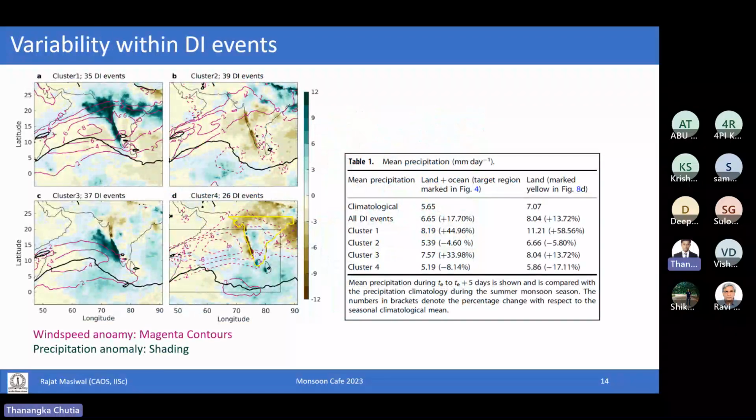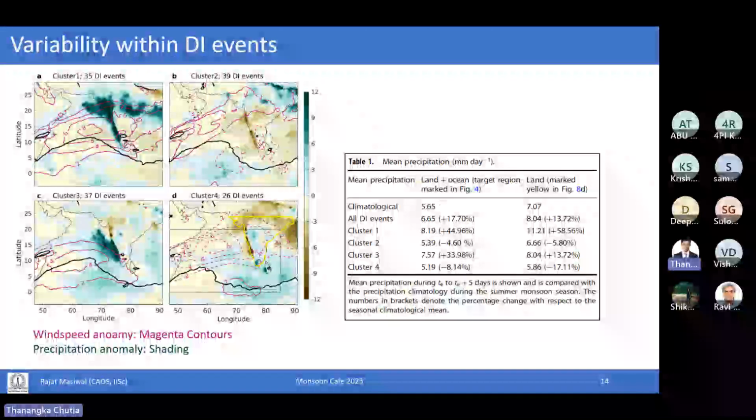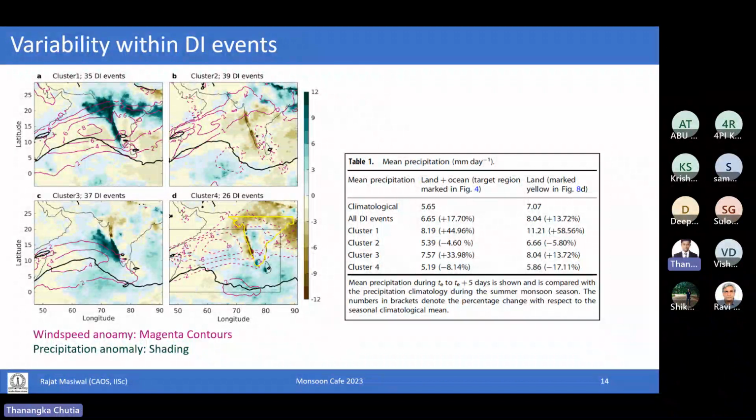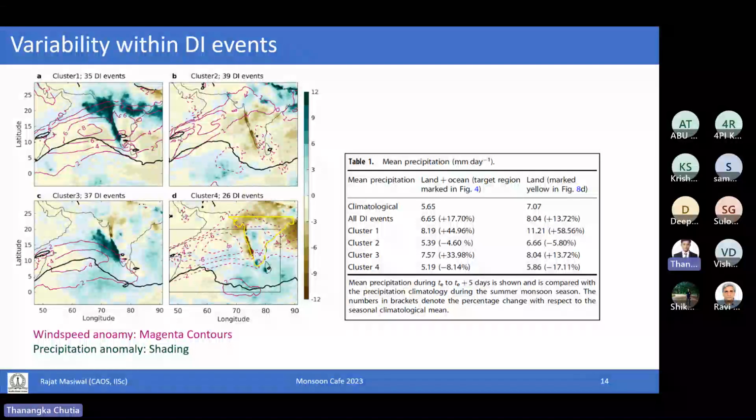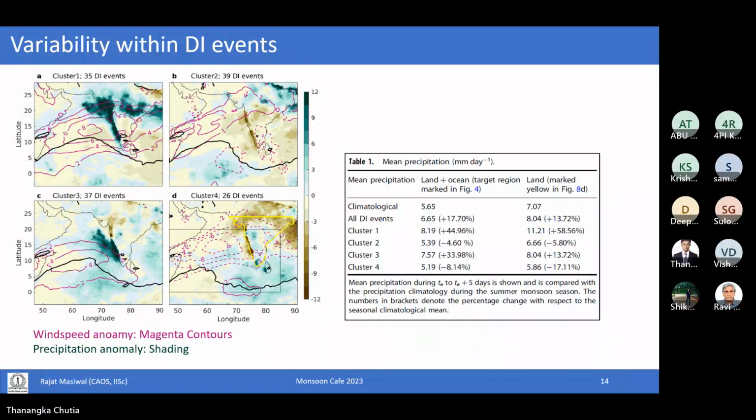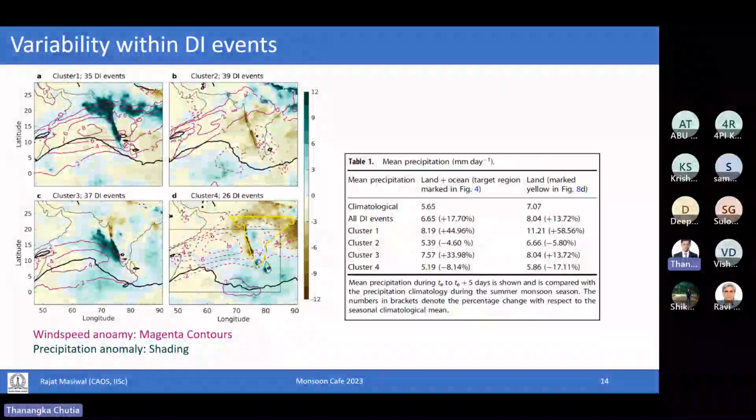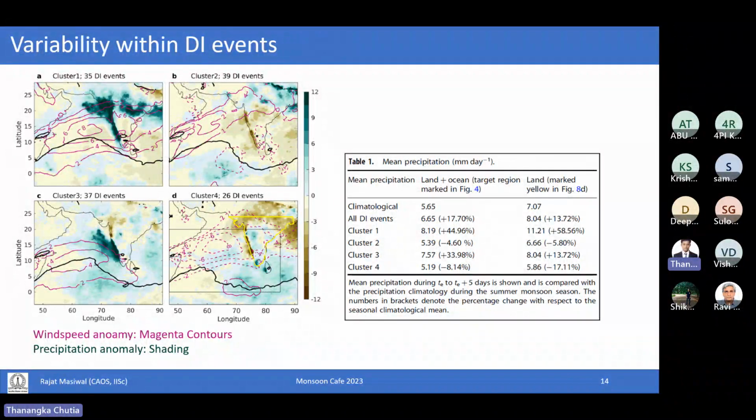But this was a composite mean of all the dry intrusion events. If we look at individual dry intrusion events, there is a lot of variability, and they have done a clustering analysis where they take all these 137 events and partition them into 4 different clusters, and we can see that in some of these clusters the rainfall over the Indian region is decreasing instead of increasing. So basically, when we look at the composite mean, we are capturing the signal of this cluster and this cluster, since their magnitudes are much higher than these other 2 clusters.